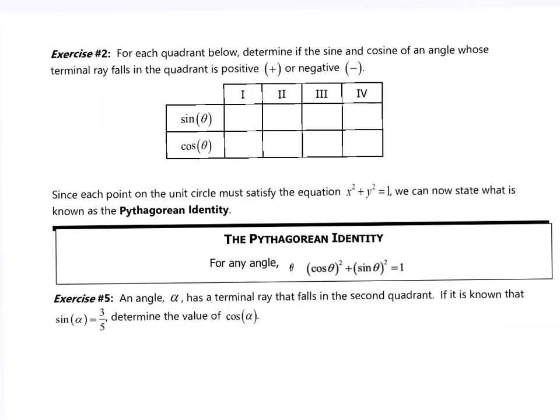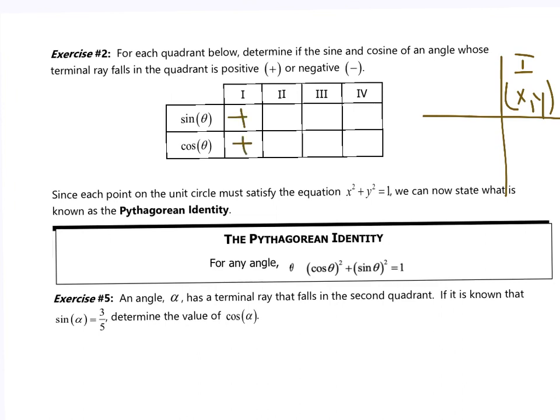On the second page, exercise 2 says, for each quadrant below, determine if the sine and cosine of an angle whose terminal ray falls in the quadrant is positive or negative. So the thing about this is, a lot of teachers want you to memorize this. In my opinion, it's kind of just common sense, right? That's just the way I look at it. But you might want to memorize it. So what they're saying is, if I land in quadrant 1, my sine and cosine, are they positive or negative? Well, anything in quadrant 1 is positive, positive, correct?